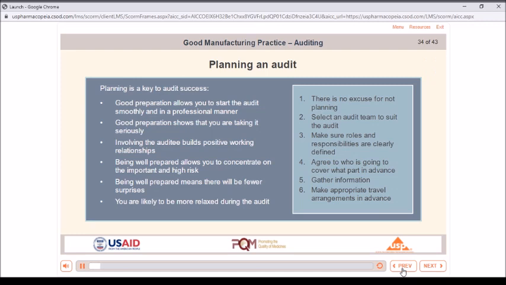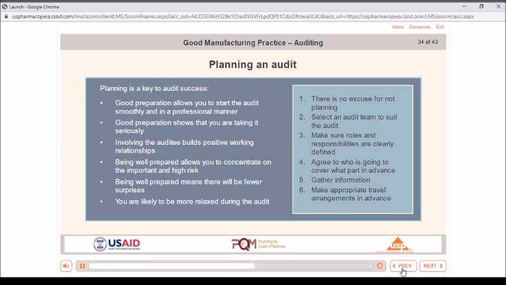Planning an audit. Planning is key to audit success. Good preparation allows you to start the audit smoothly and in a professional manner. Good preparation shows that you are taking it seriously. Involving the auditee builds positive working relationships. Being well prepared allows you to concentrate on the important and high risk. Being well prepared means there will be fewer surprises. You are likely to be more relaxed during the audit.